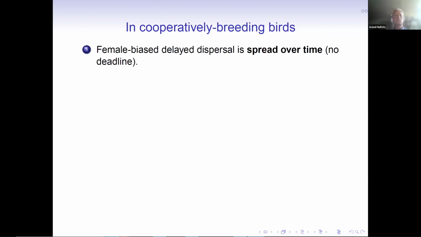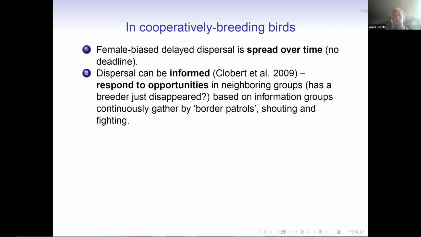Okay, so here are some stylized facts about dispersal in cooperatively breeding birds. So first of all, there's no deadline for dispersal. That's what's called delayed dispersal, right? So nobody is kicked out of their group if they stay. But of course, if you're already sexually mature, then you would like to breed. Of course, dispersal can be informed, so it's not a statistical or a stochastic thing.